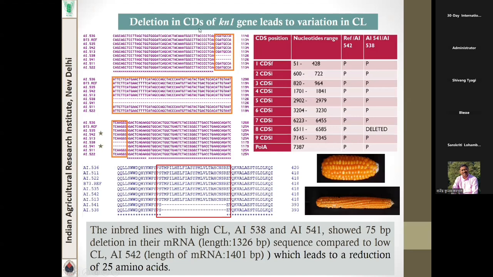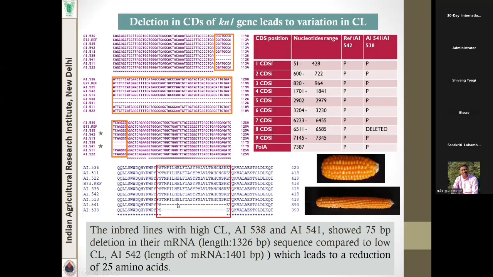To know that, we went for the CDS alignment. In that we could identify that changes were not present in all the CDSs between the high cob length genotype and the low cob length genotype. See, in this pictorial depiction also you can see this was the high cob length genotype and this was the low cob length genotype. So at the 8th CDS there is a deletion, a deletion of some particular amino acids. Around 75 amino acids were deleted at the 8th CDS.